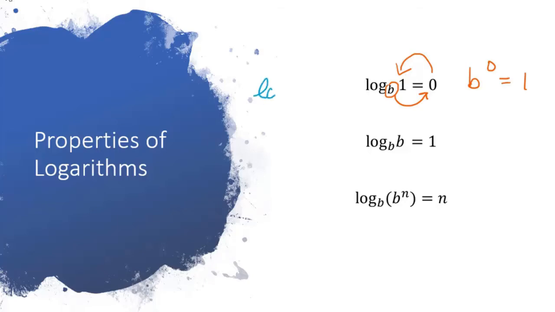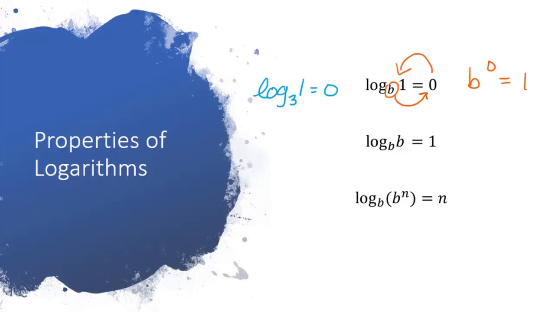An example of this would be evaluate the logarithm of 1 to the base 3. This is asking 3 raised to what power results in the number 1? Well, the answer is 0. 3 raised to the power of 0 gives 1.